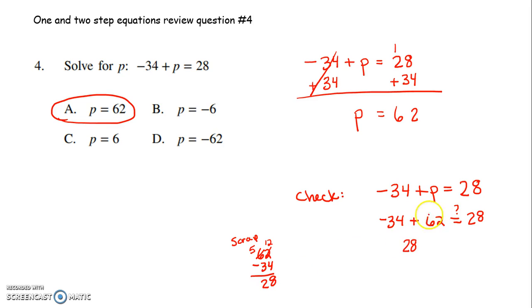What do I have more of? Well, I have 62 positives, only 34 negatives. I got more positives. 28 does equal 28. Bam. All right. That tells us we got the correct answer up here.